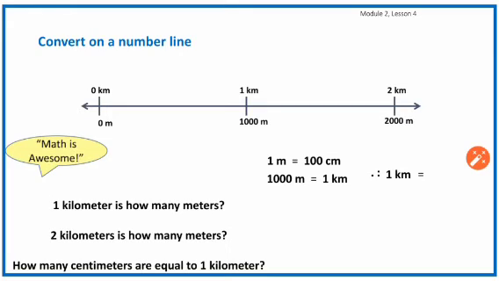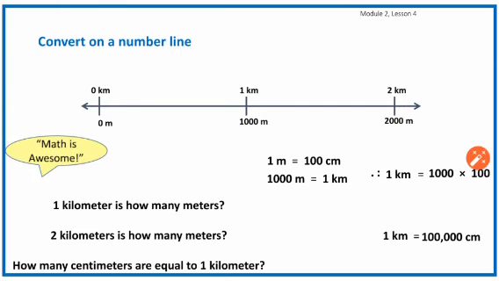So therefore, 1 kilometer will be equal to 1,000 times 100. So 1 kilometer will now be equal to, when you multiply 1,000 times 100 centimeter, it will give you 100,000 centimeter. So therefore, 1 kilometer is equal to 100,000 centimeter.